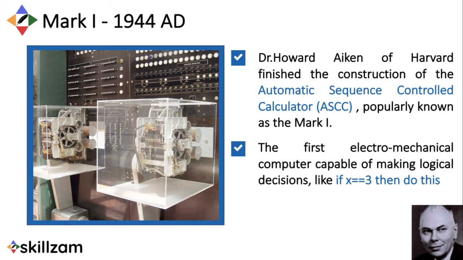suppose x equals 3, then do this. If x equals 5, do the other thing. So it could perform an addition in 3/10 of a second. I mean, if you compare that to a couple of nanoseconds of today. The important contribution of this machine was that it was programmed by means of punched paper tapes and the instructions could be altered. So in many ways, Mark I was a realization of Charles Babbage's dream.